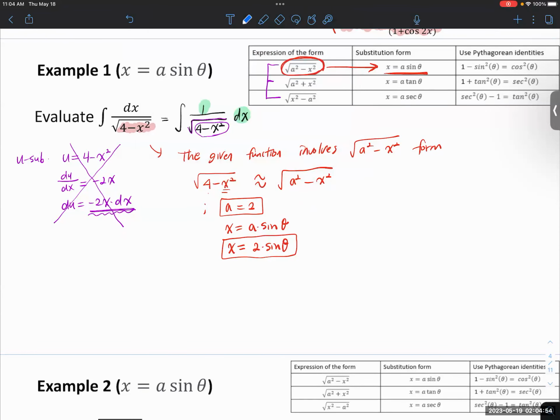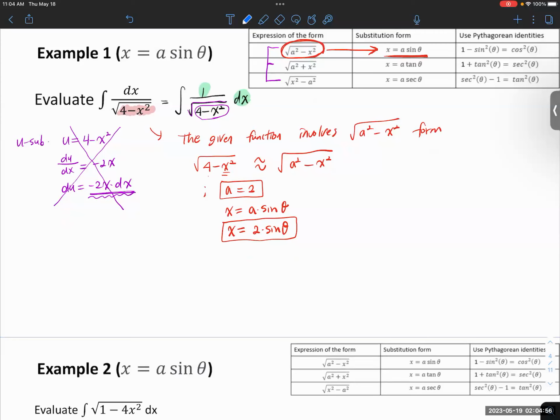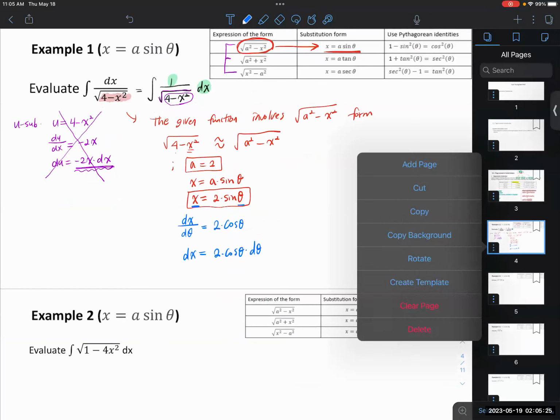Once you set it up, you are going to take the derivative of the x variable. So dx, we take the derivative of this x equation in terms of theta, with respect to theta. Sine theta becomes cosine theta, and you keep the 2, so 2 cosine theta. It means dx is going to be 2 times cosine theta d theta. So you can substitute.